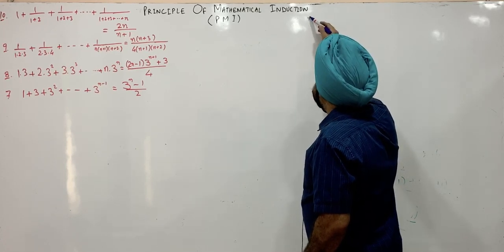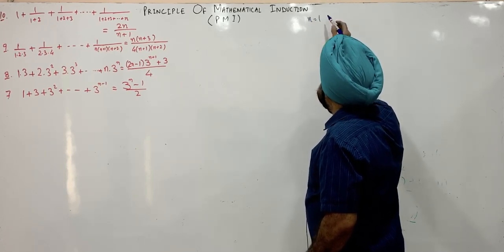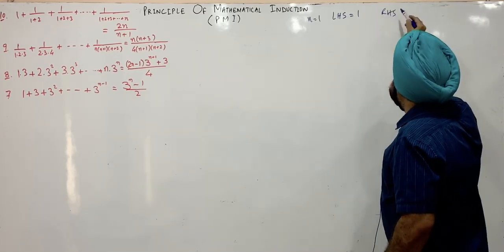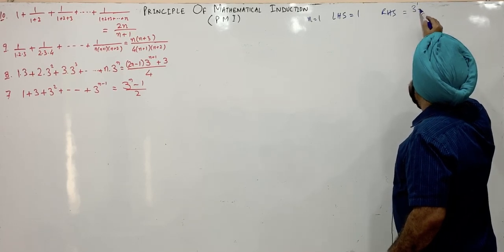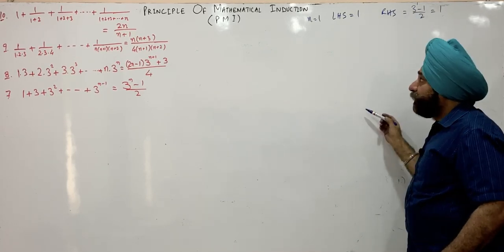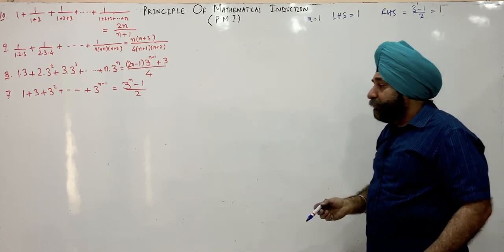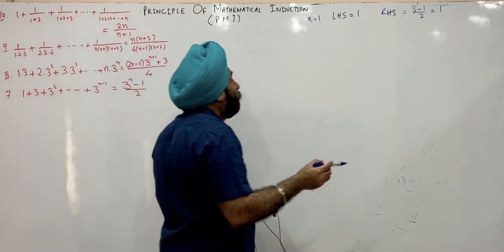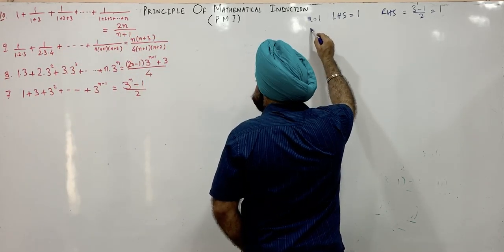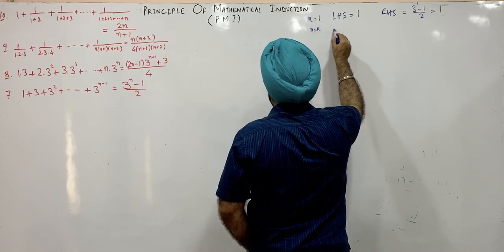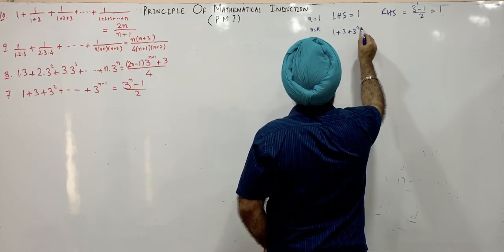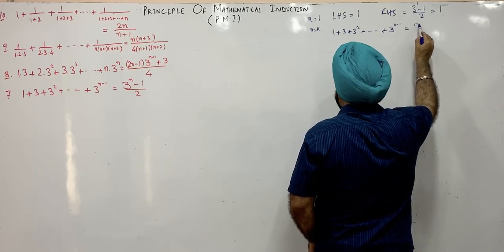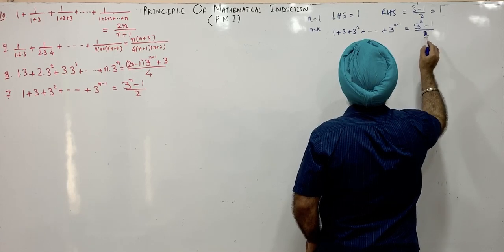So we have to prove the result true for n is equal to 1. Left hand side is the first term, 1. Right hand side, that's 3 raised per 1 minus 1 by 2, that is also 1. So left hand side is equal to right hand side, therefore the result is true for n is equal to 1. Second step, we assume the result true for n is equal to k, that is 1 plus 3 square and so on up to 3 raised per k minus 1, we assume is 3 raised per k minus 1 by 2.